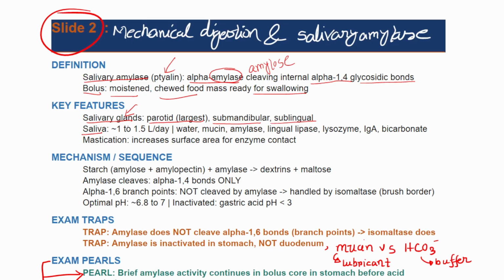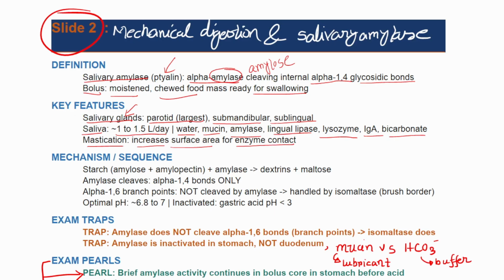Talking about saliva, the physiological normal output ranges from 1 to 1.5 liter per day, consisting of water, mucin, amylase, lingual lipase, lysozyme, immunoglobulin A, and bicarbonate. And the core feature of mastication is that it mechanically increases total surface area to maximize direct enzyme contact.